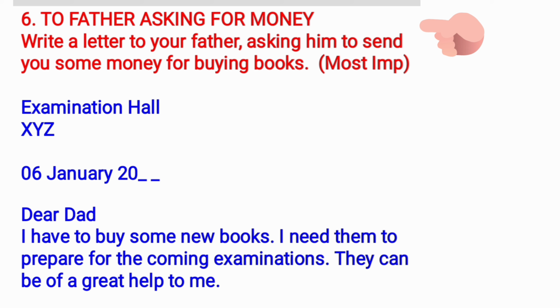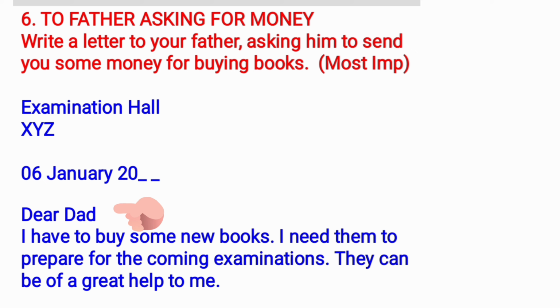Now next letter number 6. To father asking for money. Question. Write a letter to your father asking him to send you some money for buying books. This is most important question. First of all, write sender's address like this: Examination Hall, XYZ. Then leave one line. Then write date like this: 06 January 2000. Then write year. Then leave one line again.